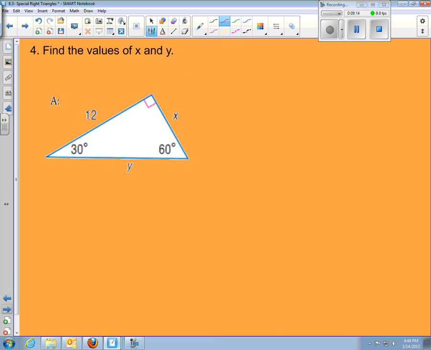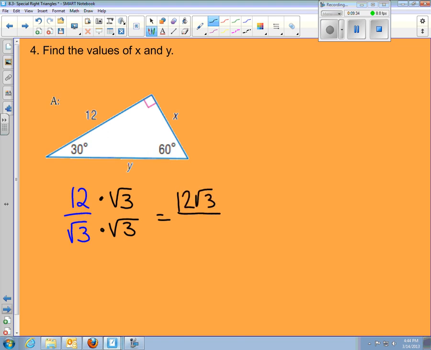All right, so to find the short leg, we take the long leg, and we divide it by the square root of 3. Ooh, again, yuck, that square root of 3 is in the bottom and we don't want that there. So go ahead and times the top and the bottom by square root of 3. Remember, the 12 and the 3 are both not underneath square roots, so we can't multiply.